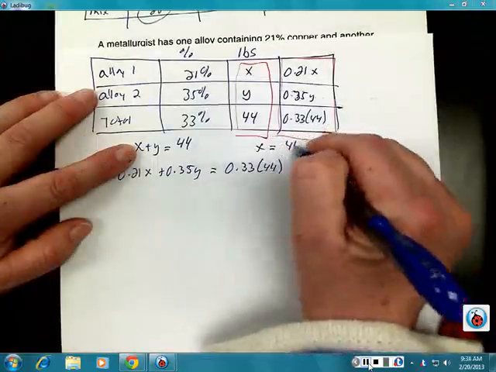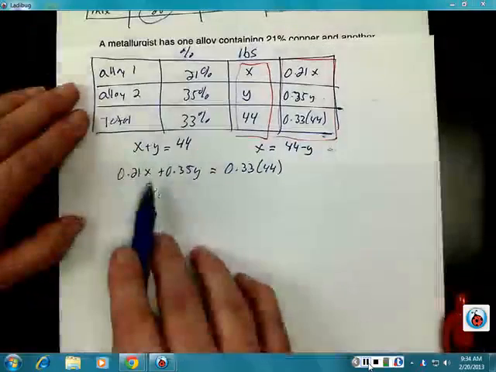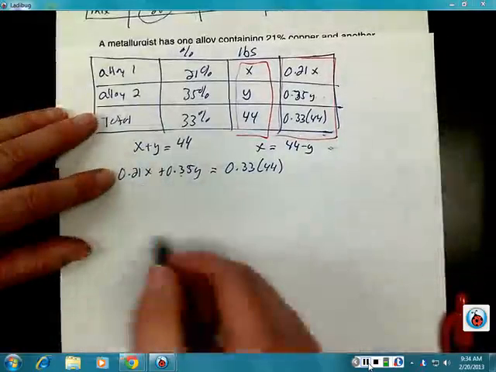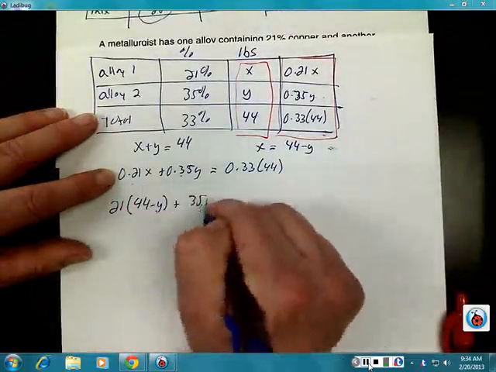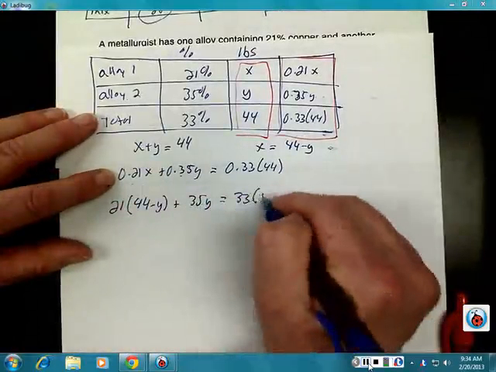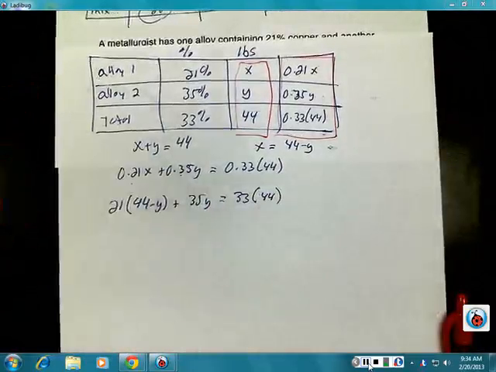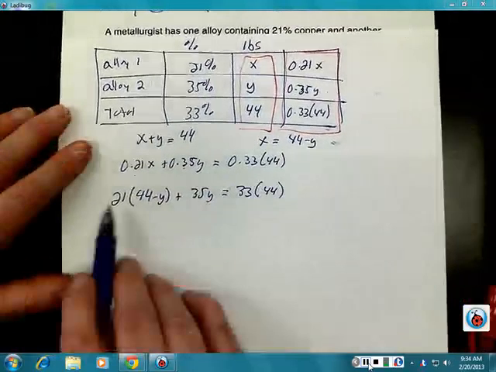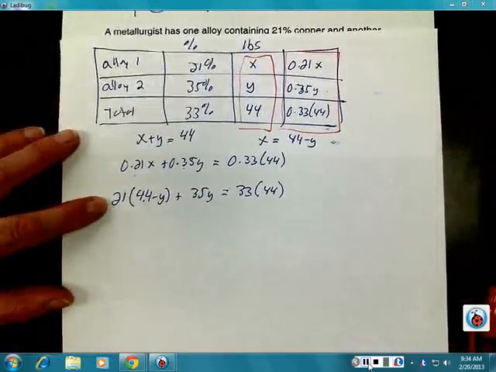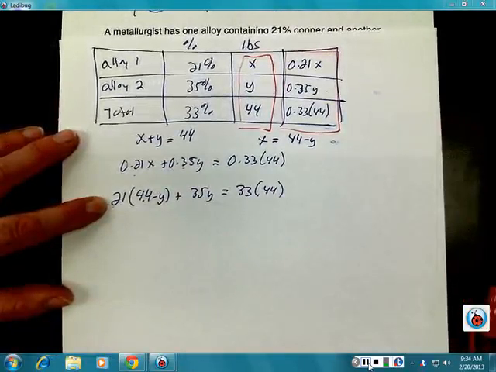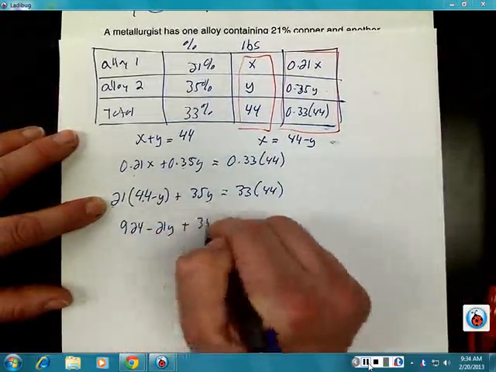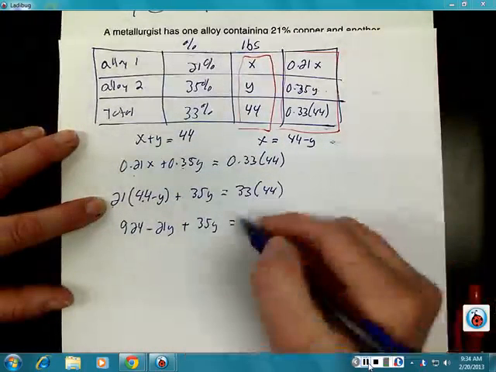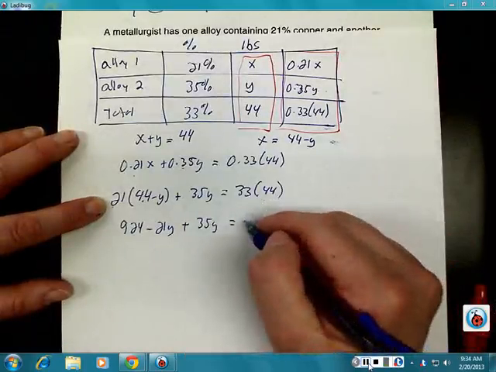Okay. Now, in solving it, again, if we solve for x, plug this in where x is at. Get rid of my decimals. They're all to the hundredth, so I can just get rid of those. So 21 times (44 minus y) plus 35y is equal to 33 times 44. And if I finish it, you guys got to do some multiplying out there for me on your calculators, because I need to know 21 times 44. What's that going to equal? 21 times 44? One more time? Okay. Minus 21y plus 35y. And what's 33 times 44?